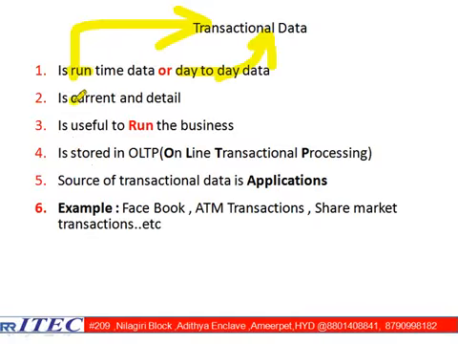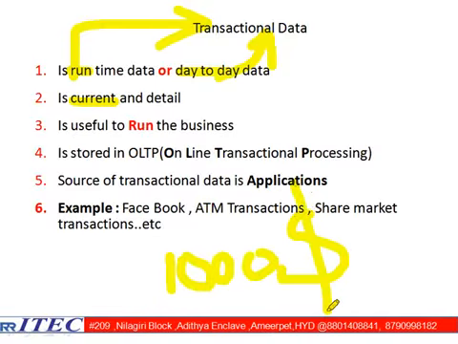And this data is current in nature. Suppose you went to the ATM and you are trying to withdraw some amount. Let us say in our bank you have $1,000 available. You are trying to withdraw $100. Immediately, that second, the available balance becomes $900 from $1,000, or not, sir? Yes. That is the reason it is called current.